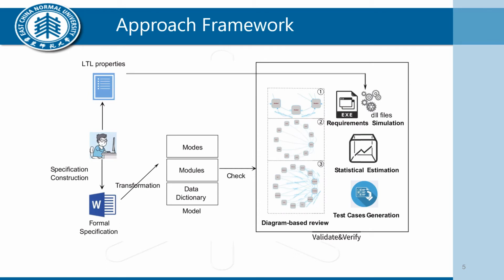Our approach is made up of two parts. The first part is to model the requirement. The engineers first manually document their requirements and construct their specification and properties with the help of our template. After that, the models can be generated automatically. And then we have four validation and verification ways to check whether the specification satisfies their expectations. They are the diagram-based review, the requirements simulation, statistical estimation, and test case generation.